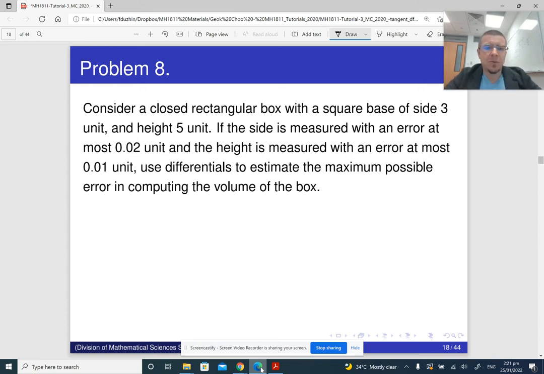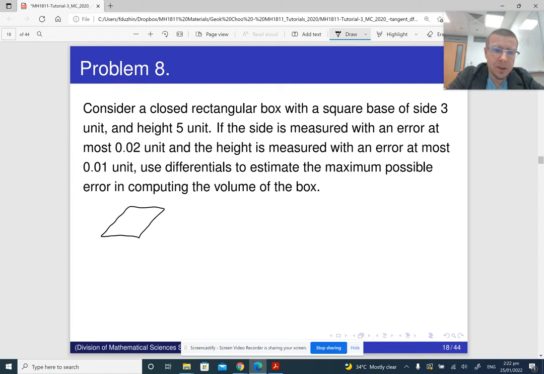All right, so now we are going to still apply the same machinery, differential and linear approximation, stuff like that. But we will use these tools to solve an applied problem, right? So a word problem. So here we have a closed rectangular box with a square base of side 3 and height 5, right? So it looks like this, basically.